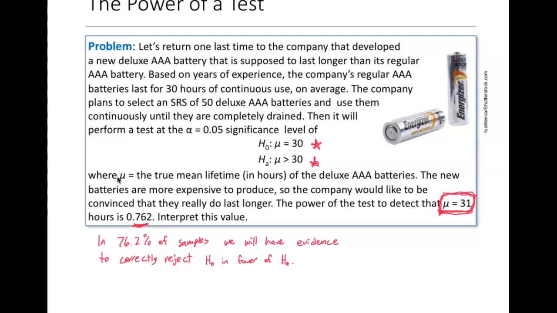All that means is that, okay, if the true mean battery life is 31 hours, then about 76.2% of the time I'm going to get a sample that correctly tells me to reject the null hypothesis in favor of the alternative. The other about 24% of the time, I'm going to get a sample that tells me not to reject the null hypothesis, which is incorrect, and I'm going to commit a type 2 error, okay?